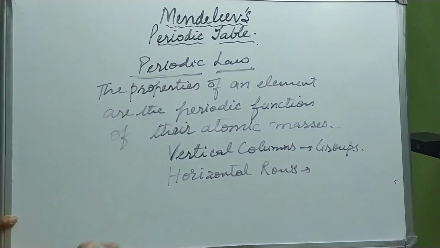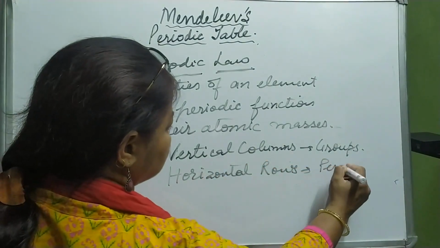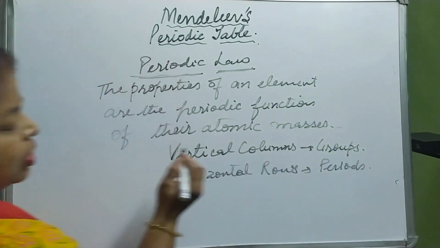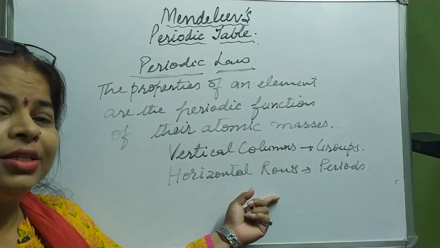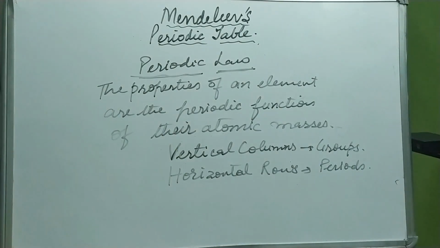And he called them periods. You can refer to the figure given in your NCERT book. Figure 5.4, in table 5.4 you can go through. Now, what were the achievements?